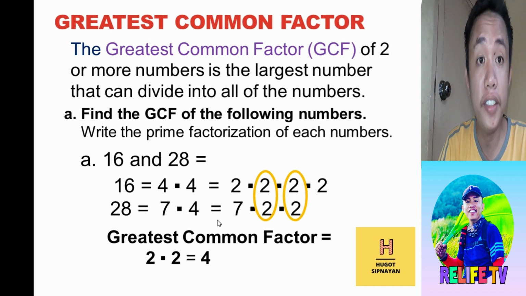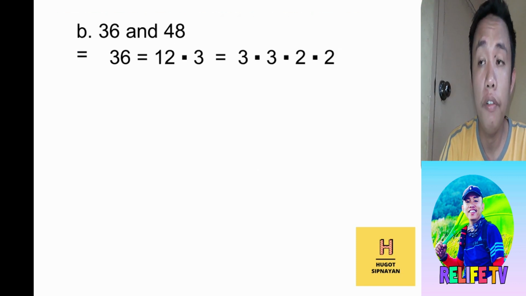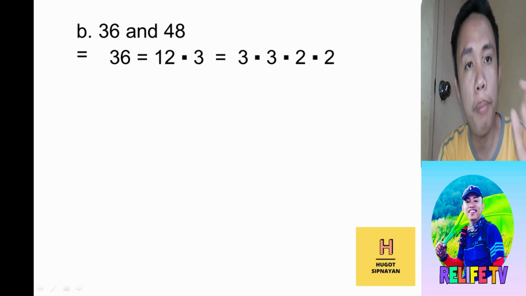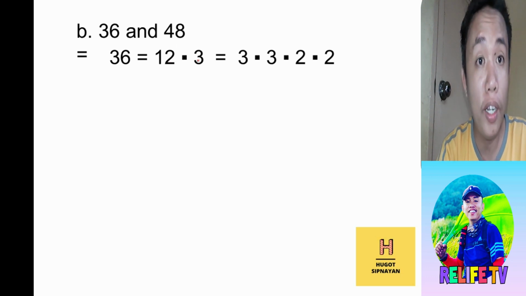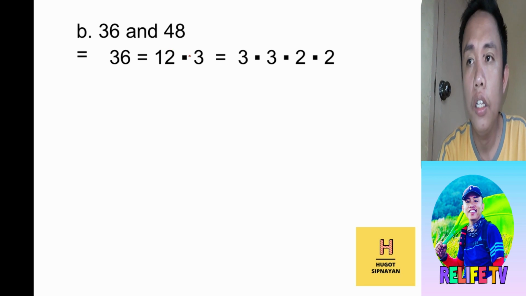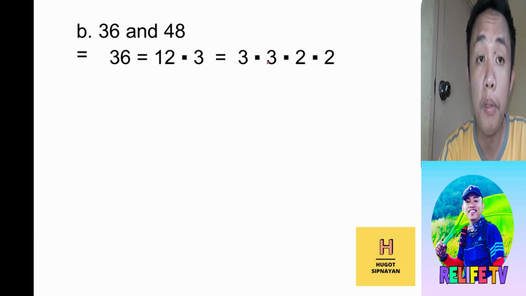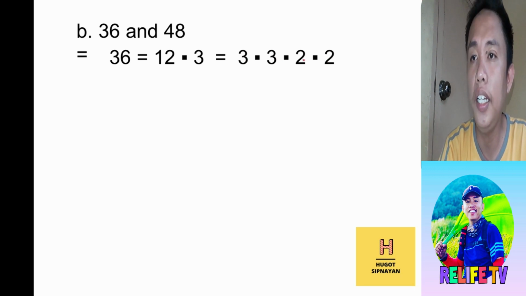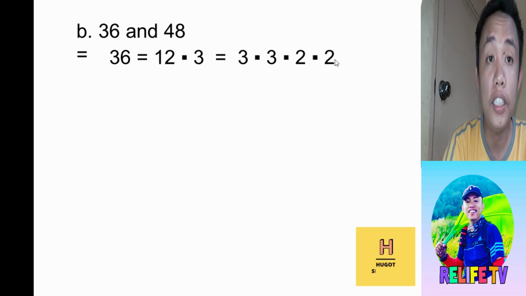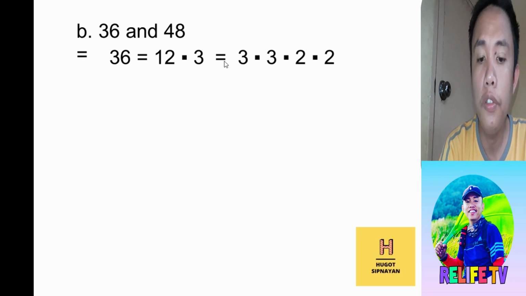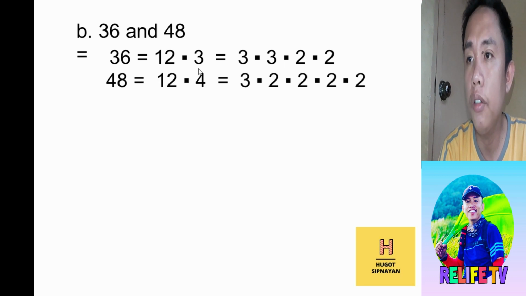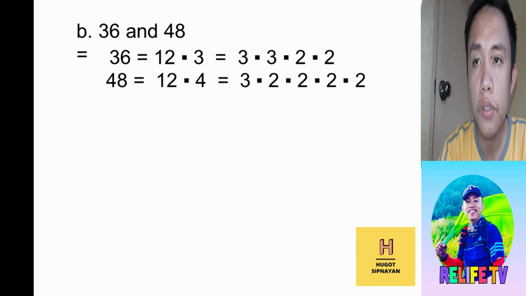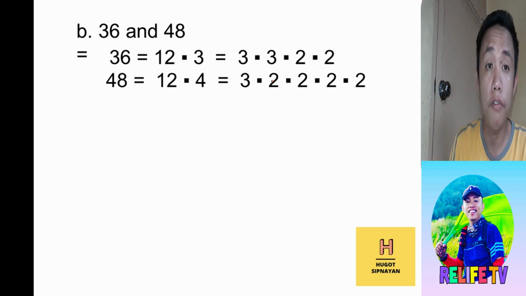So, let's have the next example. We have 36 and 48. So, we have the first prime factorization for 36 is 12 times 3. So, yung 12 po natin, pwede pa natin pababain into 3 times 4. So, magkakaroon po tayo ng 3 times 3 times 2 times 2. So, yun po yung tinatawag nating 36. So, for 48 po, meron tayong 12 times 4, 3 times 2 times 2 times 2 times 2. So, pag pinagsama-sama natin yun, 48 po yun.